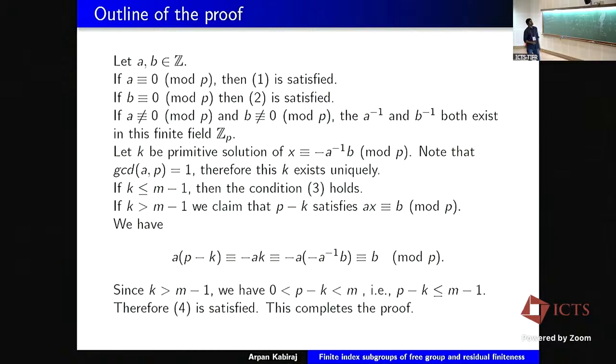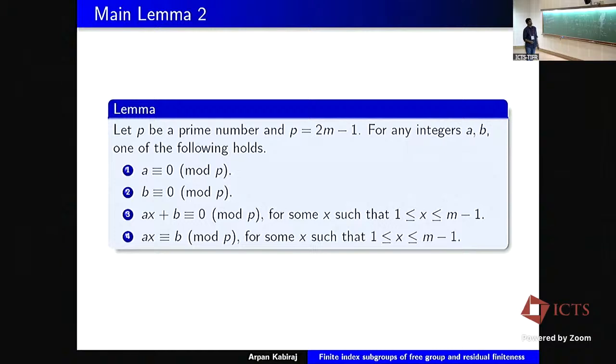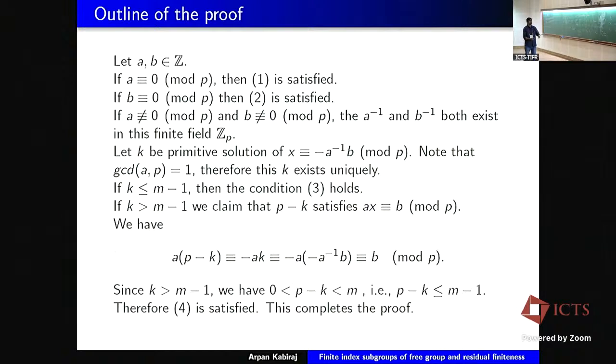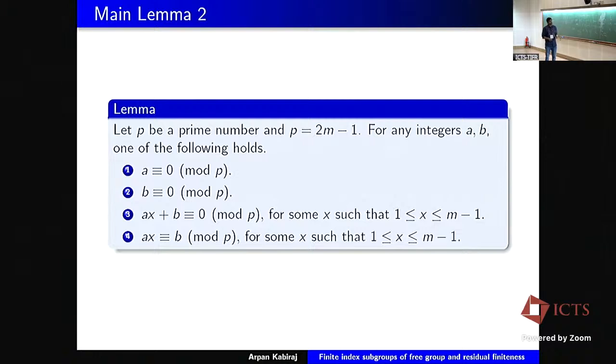If both of them are non-zero, then since p is a prime number you can invert a and b, and you look at the primitive solution x equal to minus a inverse b mod p. Since p is prime, this GCD is equal to 1, so this solution will be unique. If your solution lies between 1 and m minus 1, then you have this third condition. I need the solution for x between 1 and m minus 1 because, as I said, these covers were created for this key, which is 0 to m. That's where this m minus 1 comes into the picture. If the solution exists for 1 to m minus 1, then you are done. If not, then just do a little manipulation. You take p minus that number, and that should satisfy this. That's the point. So either x is somewhere between 0 and m minus 1, and that will satisfy this equation, or if it doesn't, just take p minus that number, and that will satisfy this one. That's it.